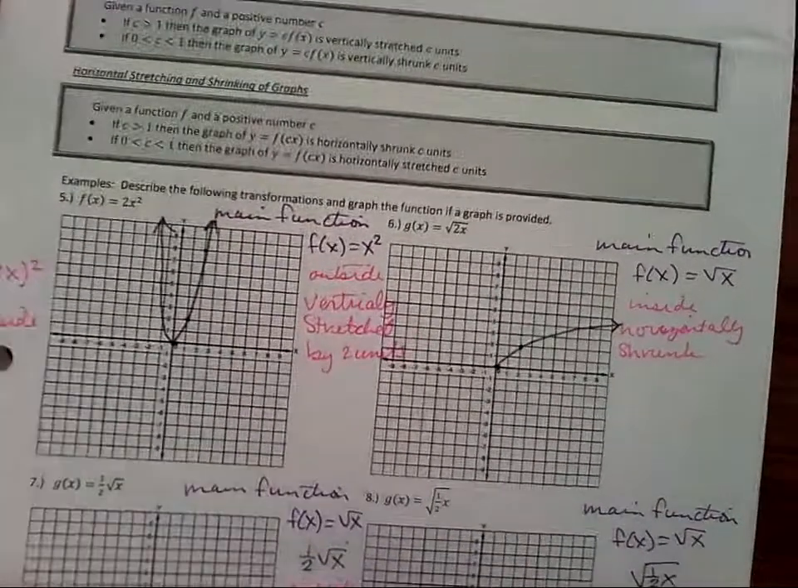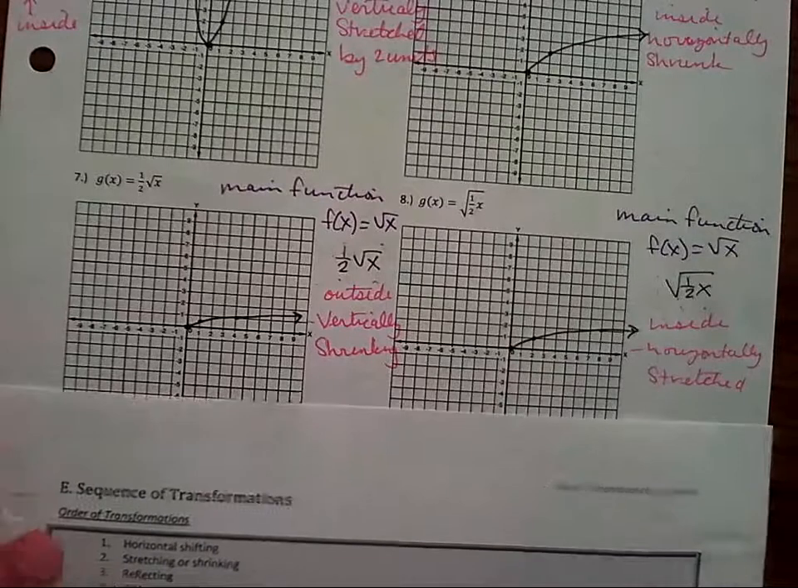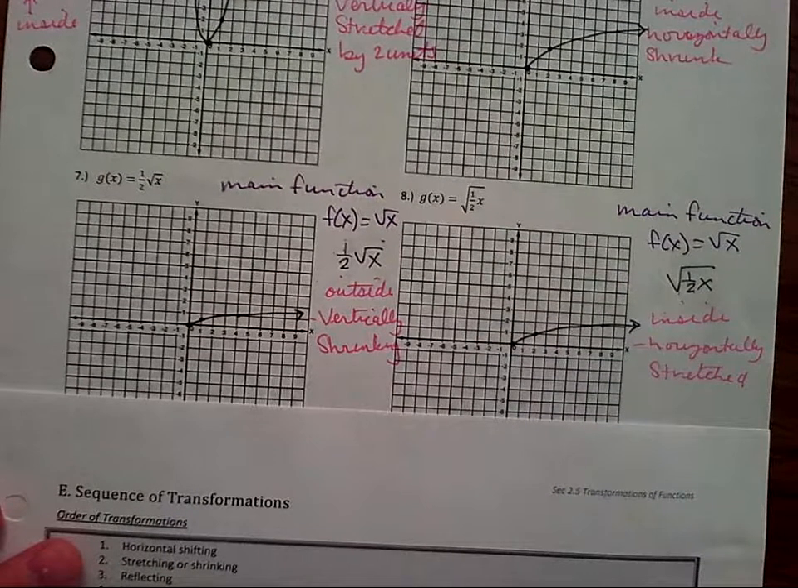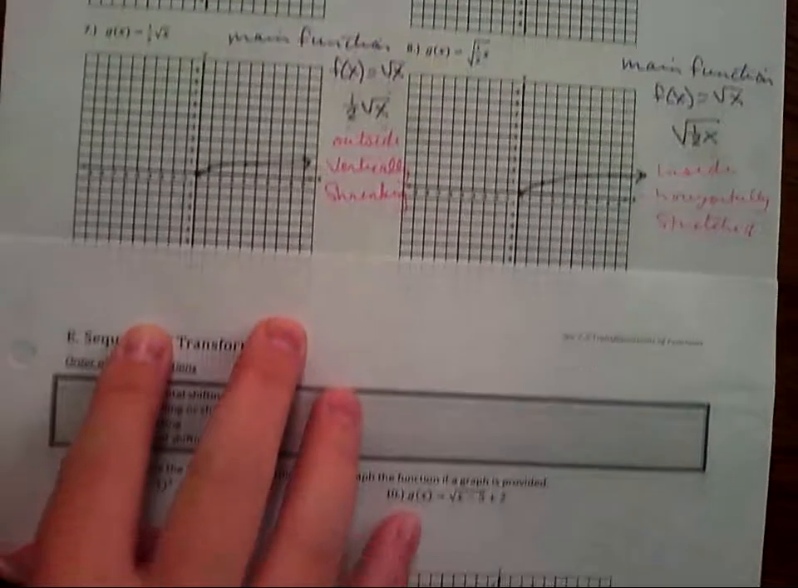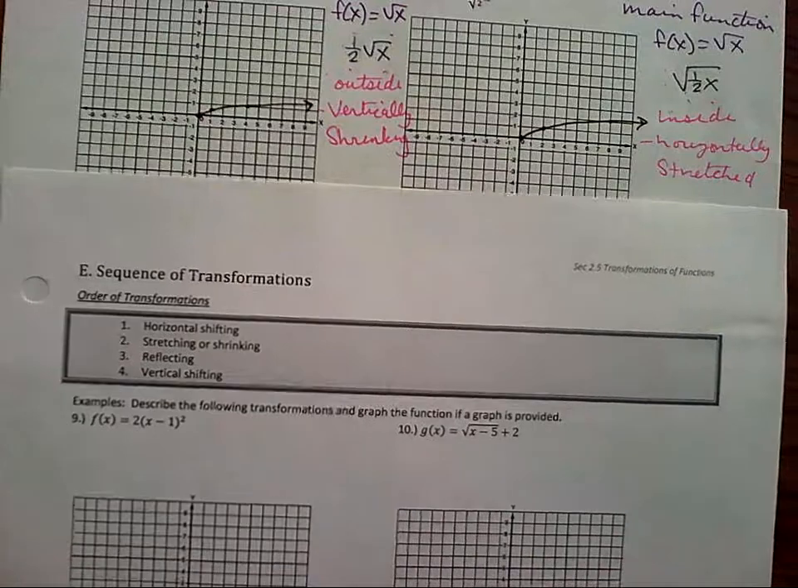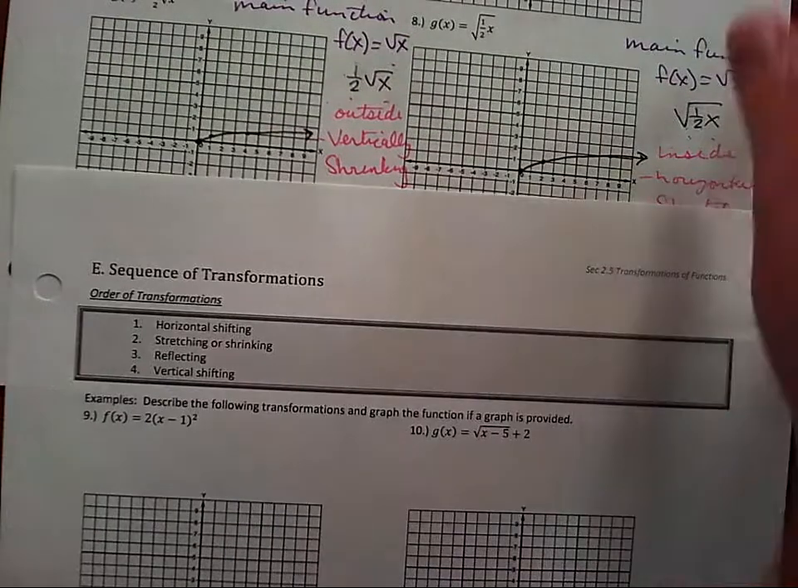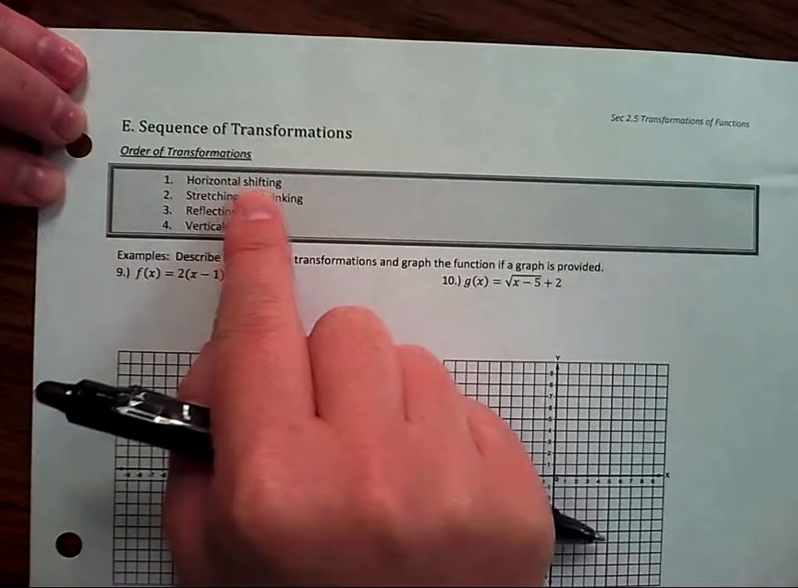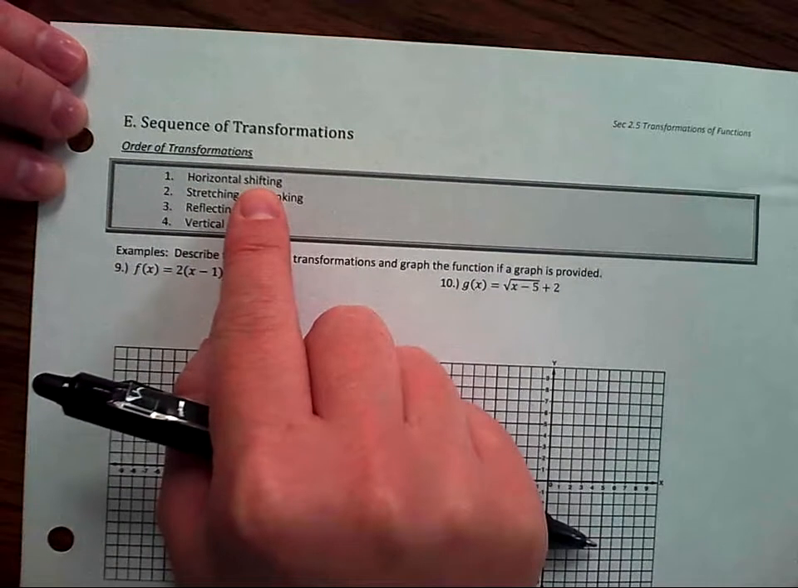Okay, now we get to the tricky part. The tricky part is putting all of those ideas together. Horizontally stretching and shrinking, reflecting, moving up, moving down. So we're putting all of those ideas together. So the sequence of transformations. So first, this is the order. First we have horizontal shifting.